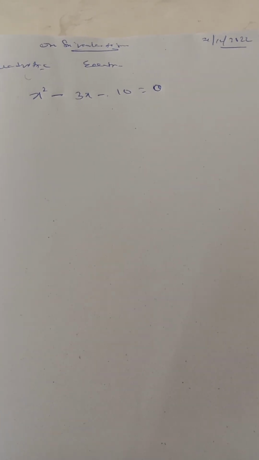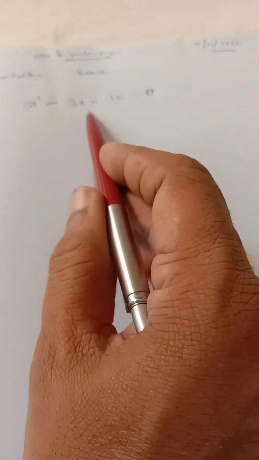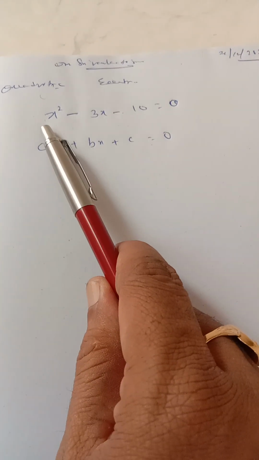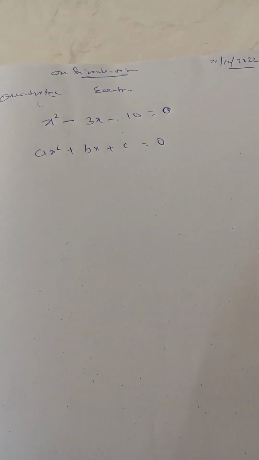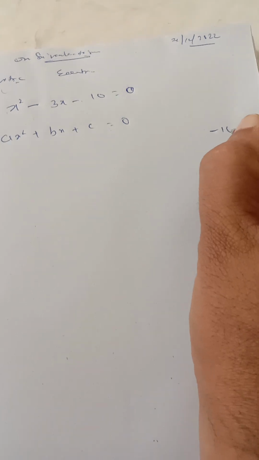To find out the solution of this quadratic equation, we have to see first the coefficient of x square. Here there is no term, that means the coefficient is 1. ax square plus bx plus c is equal to 0 is the standard form of the quadratic equation. So here a is 1, c is minus 10. So minus 10 into 1 is minus 10.